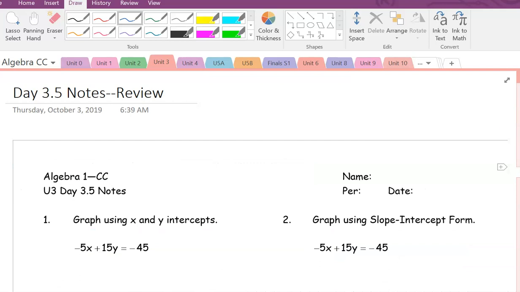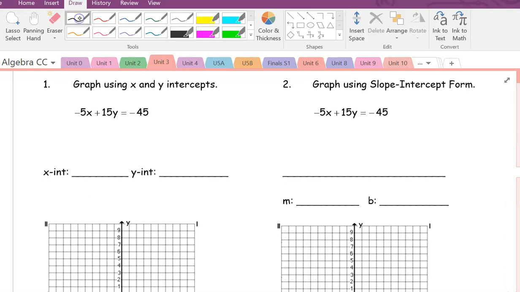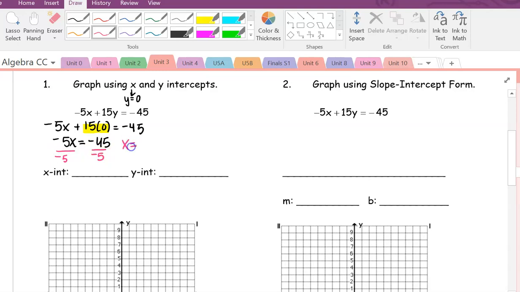Okay, so we are going to start with graphing using x and y intercepts. So remember, when you want to find your x-intercepts, all you're going to do is plug a 0 in for y. So we'll plug a 0 in for y. And when you do that, this guy right here is just going to cancel. So really you just have negative 5x equals negative 45. And then to solve, we will divide by negative 5 on both sides. And you will get x equals a positive 9.